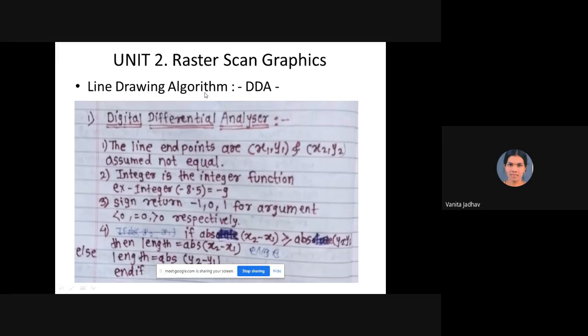So now we are discussing line drawing algorithm. It means our object is nothing but the line. And how we are drawing the line? We are drawing the line with the help of pixels, pixel by pixel. So I can define line as a collection of pixels.